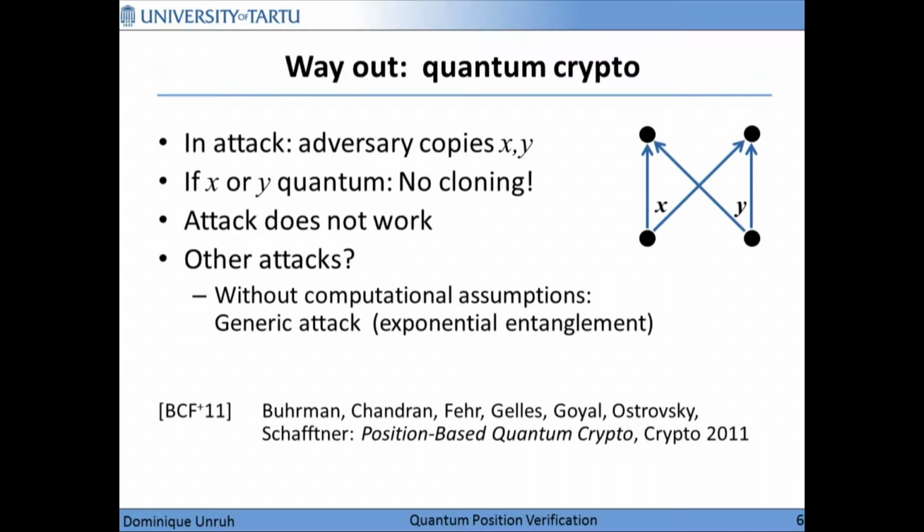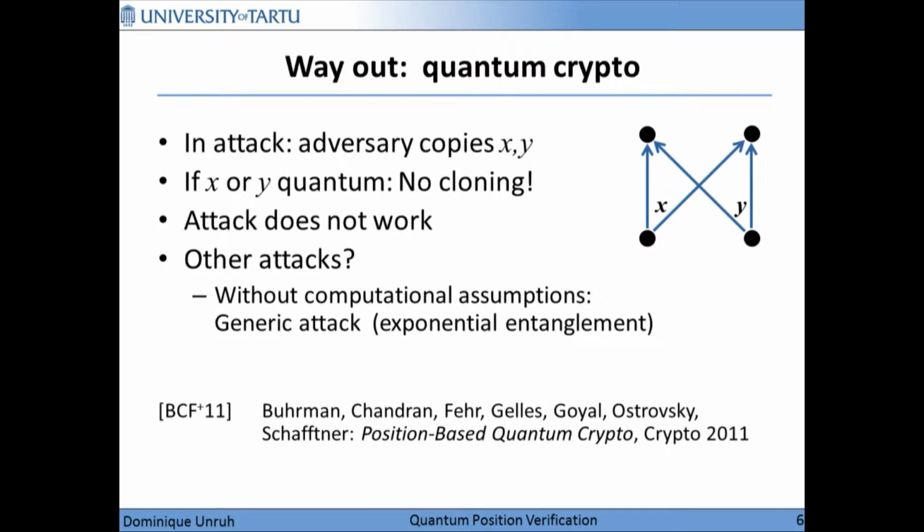So if x or y, or both of these values sent by the verifiers to the prover, are actually quantum states, so for example, some photons in certain polarizations, if you want to think about something concrete, so little light pulses sent through a polarization filter would be the things we talk about here. So if one of these signals is a quantum state, then the generic attack that I showed you does not work. Of course, that does not mean that there's no other attack.